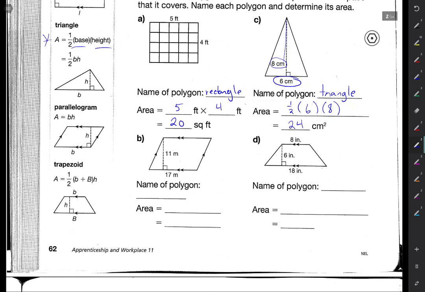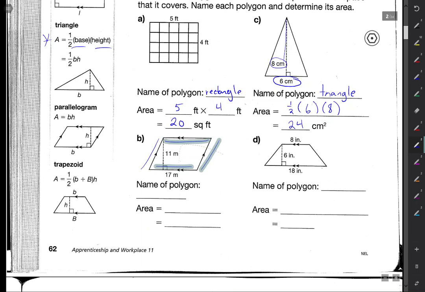Next, this shape here, all the sides are parallel to each other, meaning they would never touch. So these two sides are parallel, and these two, they're never ever going to meet, no matter how far they continue on. Therefore, this is a parallelogram. Because all sides are parallel to each other. Well, not all sides, but all matching sides.